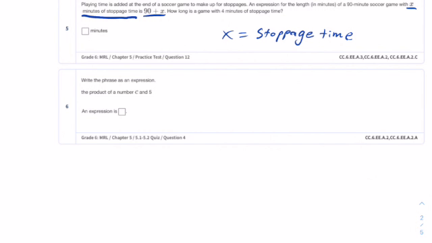And then it tells me that there are 4 minutes of stoppage time. So I know now that X equals 4. So instead of 90 plus X, what I'm actually doing is 90 plus 4. So it's just 94 is the answer. 94. Okay, don't overthink it. It is as simple as it seems like it is.